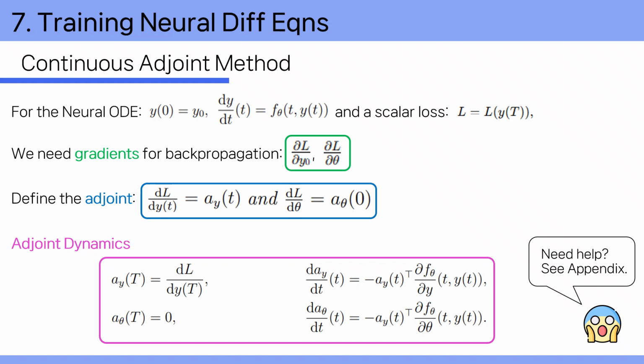The adjoint itself follows its own ODE, which is integrated backward from the final time all the way back to the initial time. While integrating backwards, we recompute the trajectory y and calculate two things at the same time: the gradient with respect to the hidden state and the gradient with respect to parameters theta. All of these can be handled in a single call to the ODE solver.